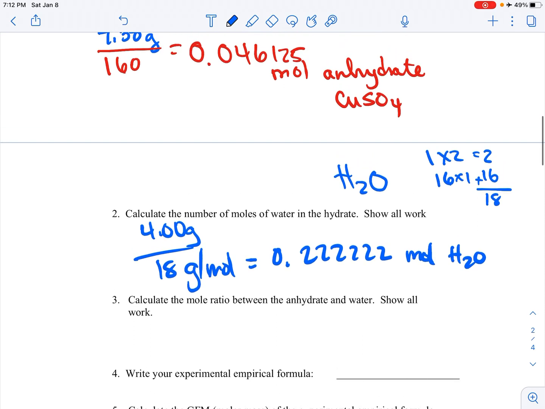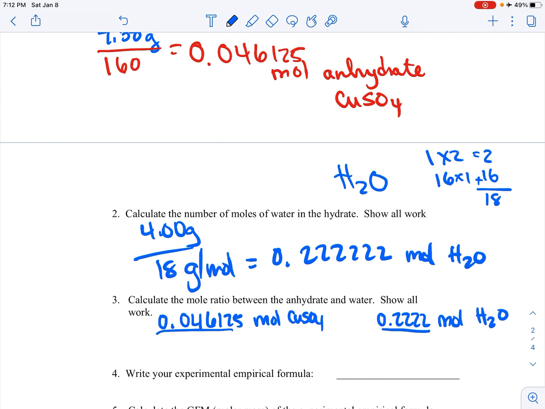Now it says calculate the mole ratio between anhydrate and water. Show all work. So we have to look back at our questions before. So we had 0.046125 moles of the anhydrate, and then we had this moles of water. So to figure out the mole ratio, we divide each by whoever is smallest. So in this case, it's 0.046125. 0.046125. So this is going to be a 1, obviously.